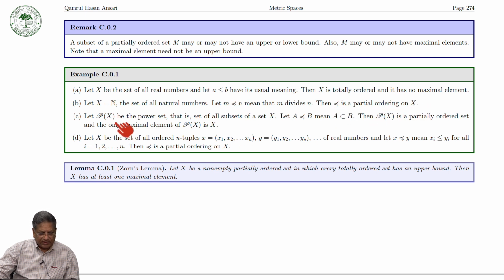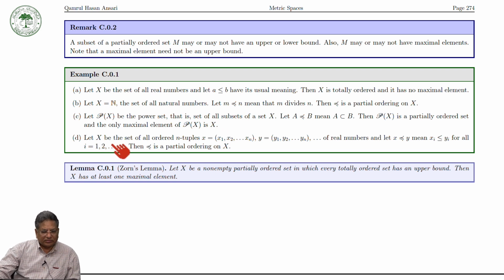Now consider P(X), the power set of all subsets of X. So A is related to B means A is a subset of B. Then the set P(X) is a partially ordered set and the only maximum element of P(X) is the whole space X.